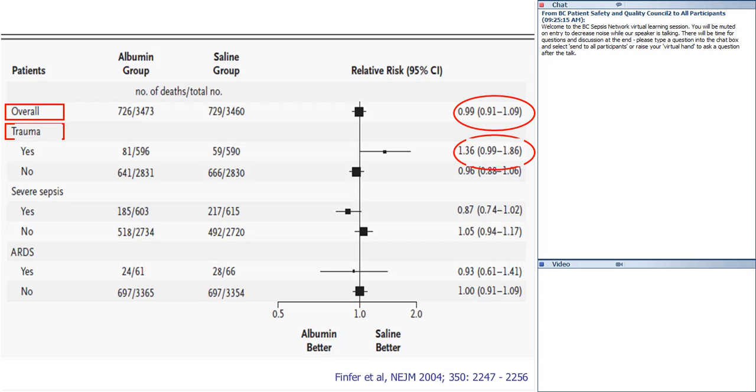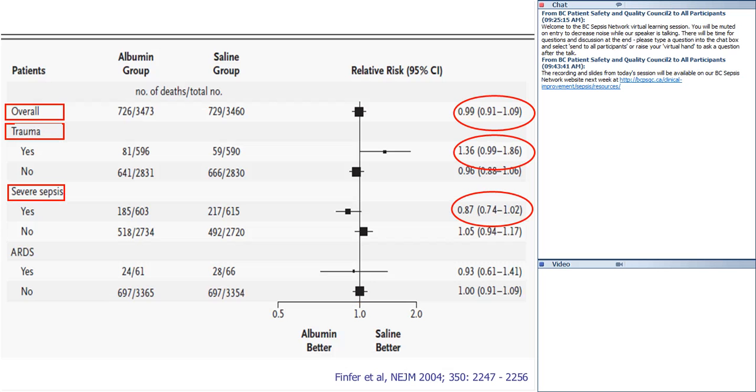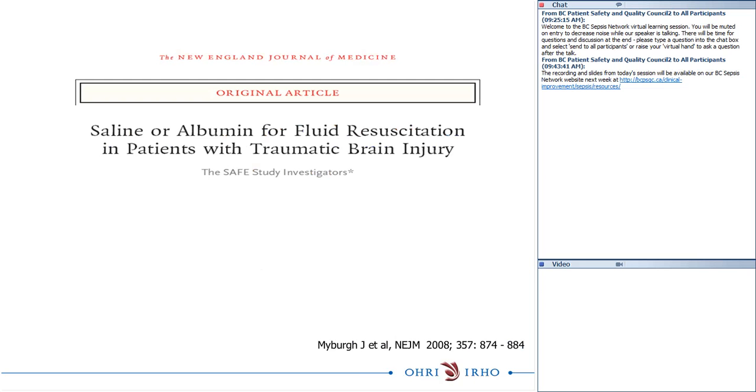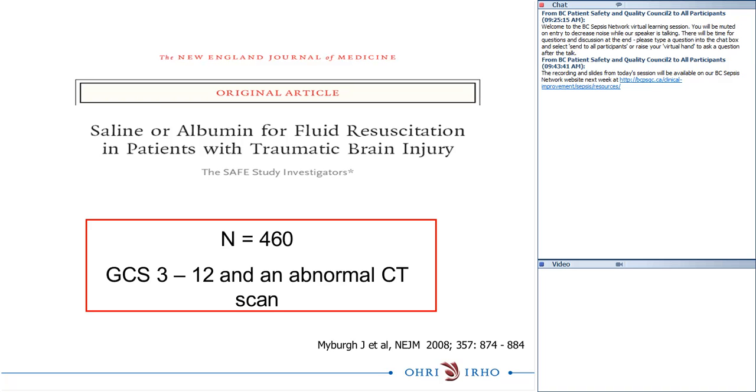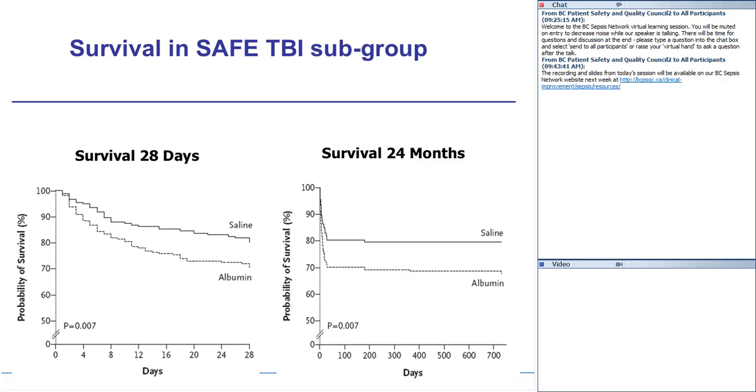When you look at subgroups, though, two different subgroups, let's take the trauma subgroup and the severe sepsis subgroup, there appear to be potentially disparate effects. Same fluid, different subpopulation of patients. So let's explore that in a little bit more detail. First, the subgroup analysis of patients with traumatic brain injury from SAFE. That included a total of 460 patients. To get into this subgroup, you needed to have a GCS of 3 to 12 and an abnormal CT scan finding with regard to the traumatic brain injury.